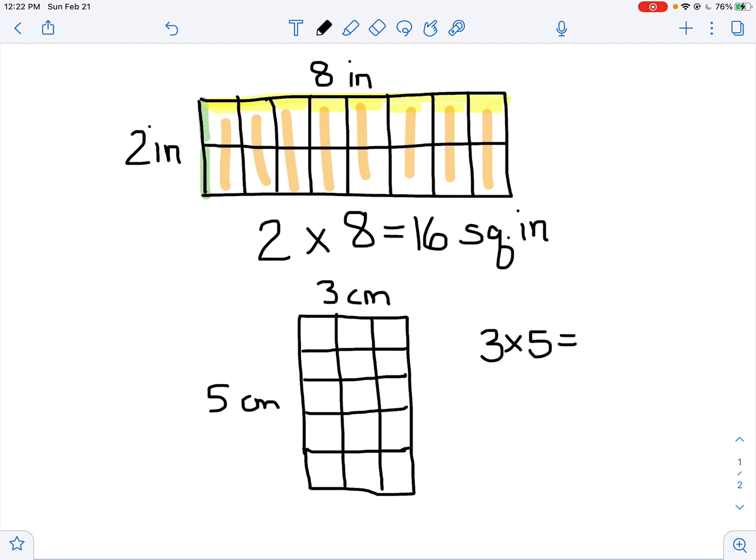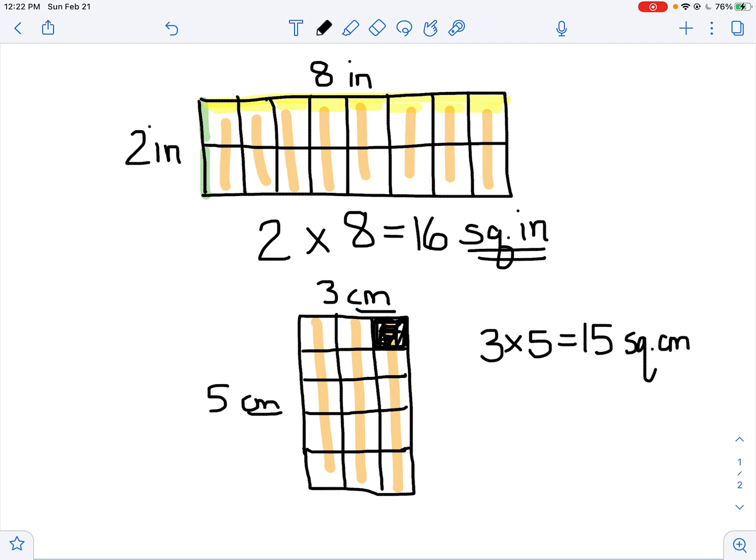And if I need to, I can count by ones, but I'd rather you be more efficient. I can count by 5s. 5, 10, 15. So therefore, I know the area of this rectangle is 15. But 15 what? 15 square centimeters, because there are 15 of these squares, and I've told you they're centimeter squares because I've labeled my lengths on the side as centimeters. Okay? So remember to include your unit because it makes a difference.